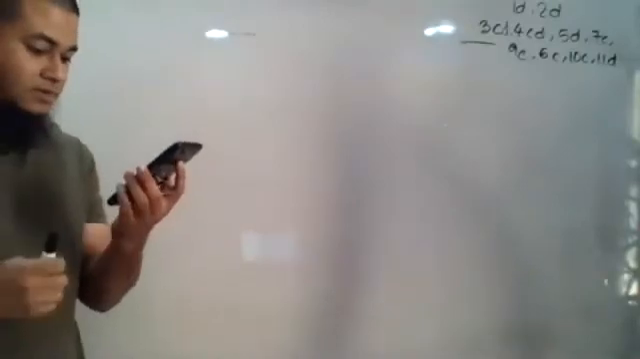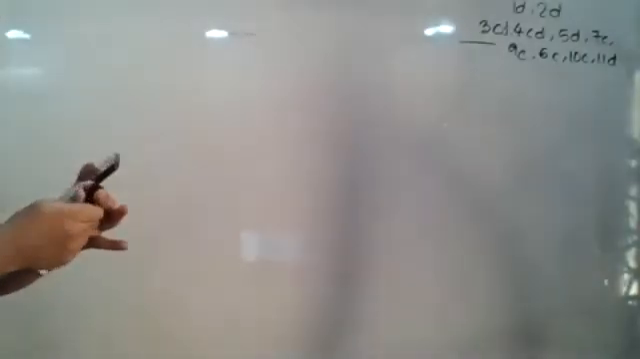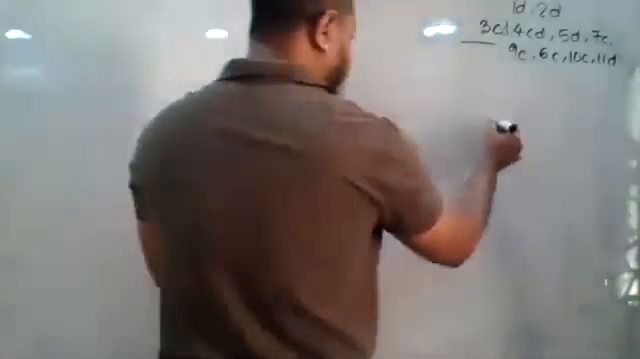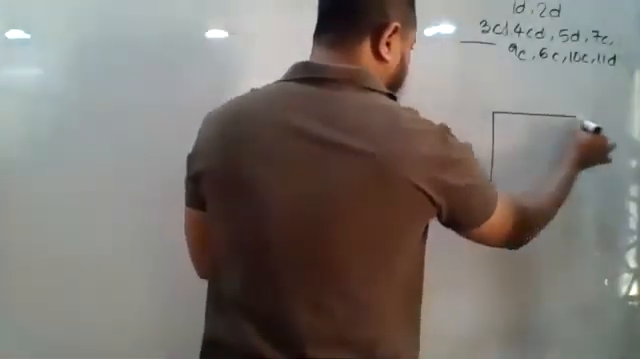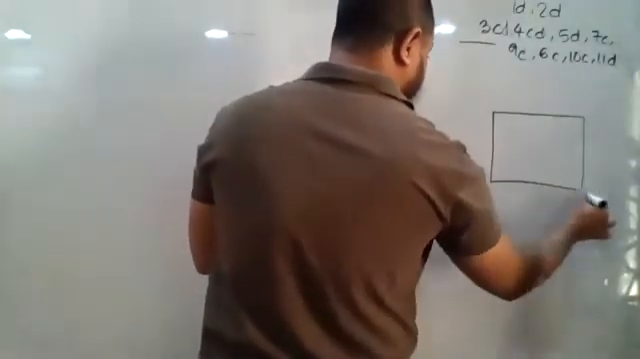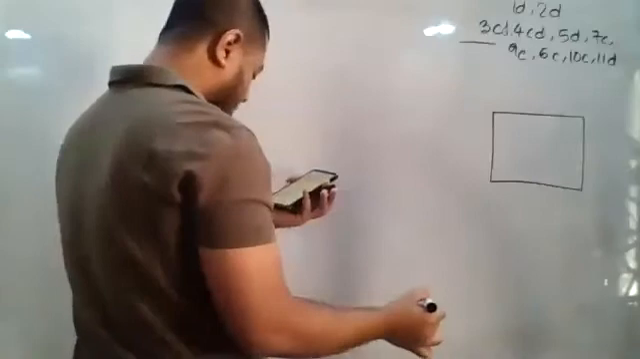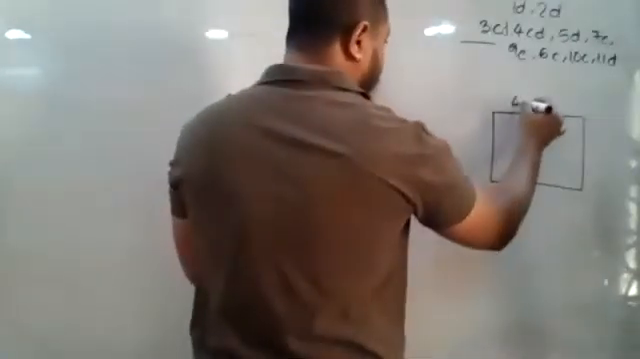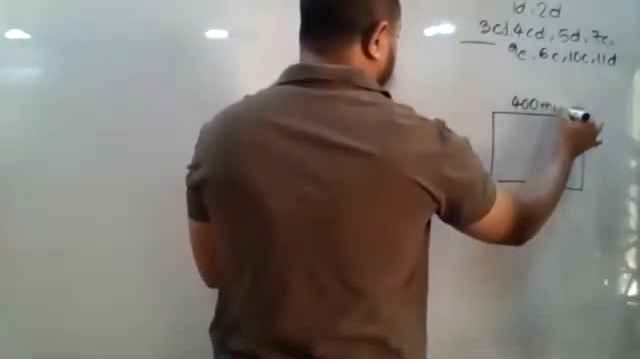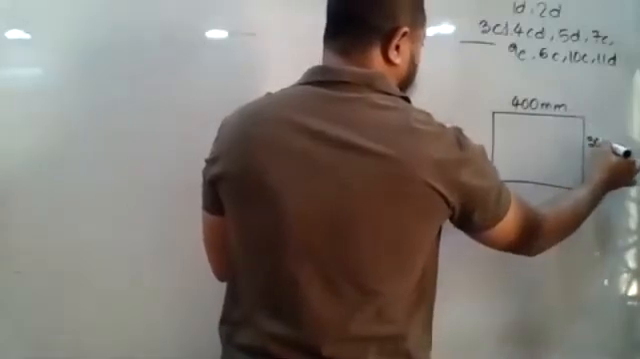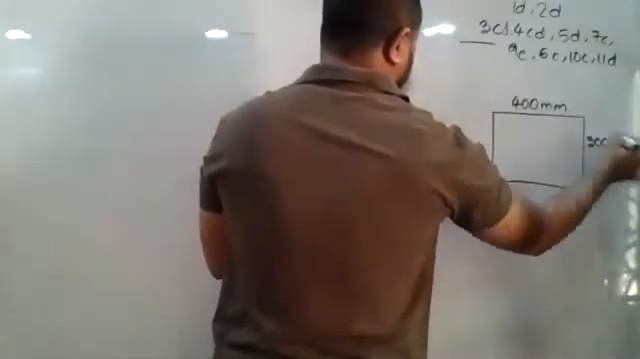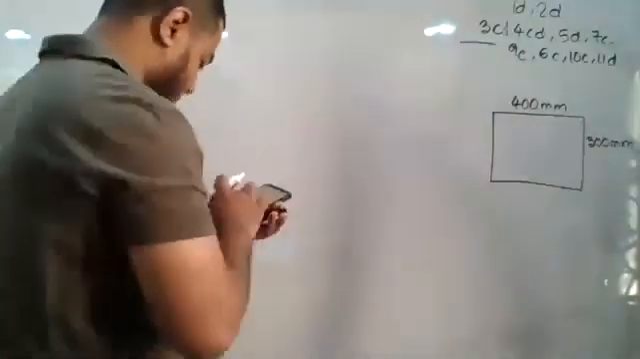Number 3. In number 3, I can see that there is a figure drawn. Let me draw the figure on the board. It is a metal plate as they have written, a rectangular metal plate, 400 millimeter by 300 millimeter. So length and breadth are given.